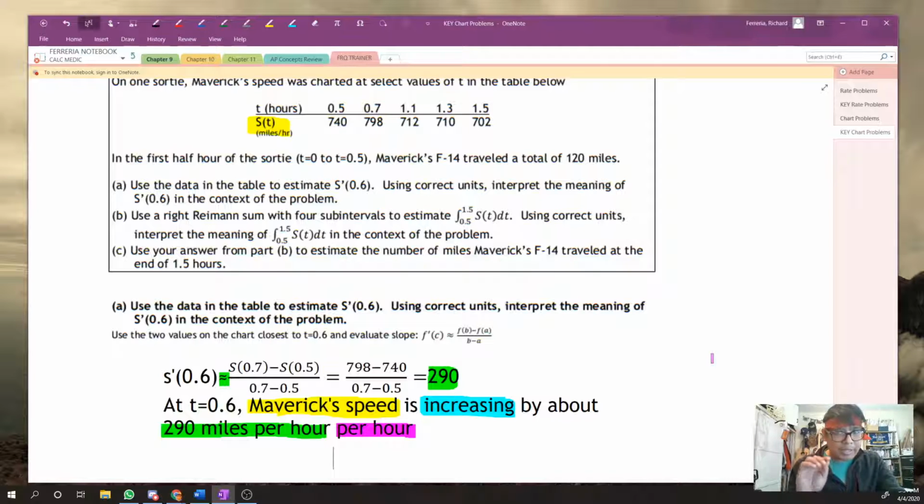Remember, this is not an acceleration interpretation. This is how fast the speed is increasing. So that brings us to a close for letter A. Let's take a look at the next one.